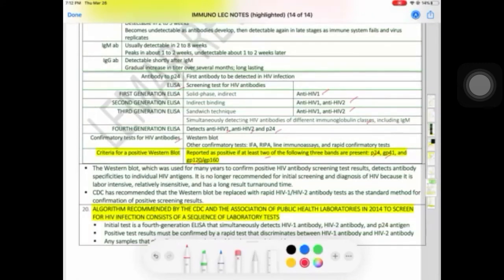Ulit, pag walang band, negative. Positive, at least 2 out of a possible 3 bands: antibody band to P24, GP41, GP120, or 160. Dalawa lang po out of, at least 2 out of these 3. Paano pag isa lang po dito? Indeterminate. Pag indeterminate, repeat Western blot. Paano pagka-repeat isang band pa rin po or indeterminate? Repeat after few weeks. Iniisip po kasi natin at first, baka early infection. But after few weeks, indeterminate pa rin. Ako, false positive na po yun.